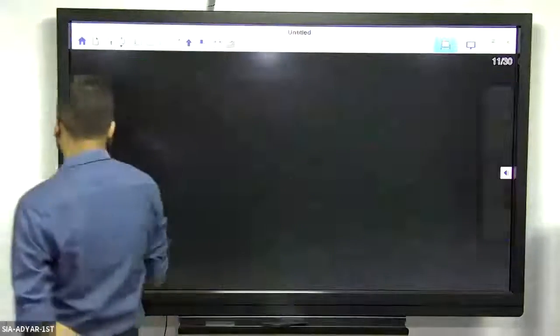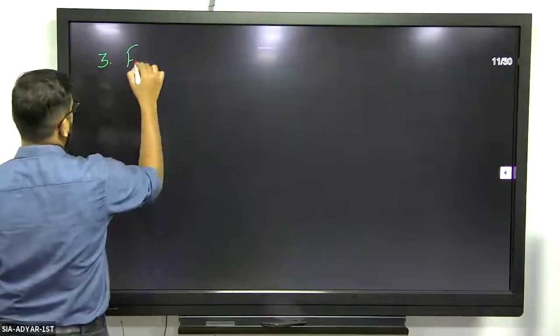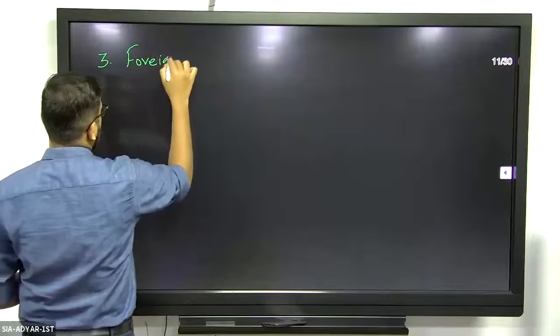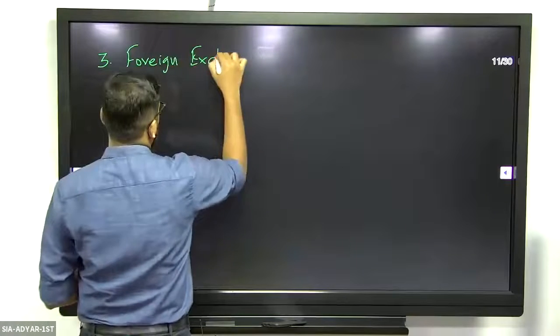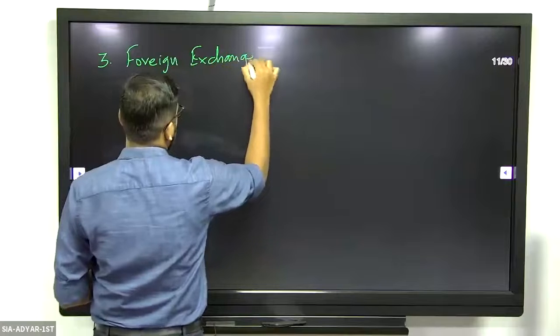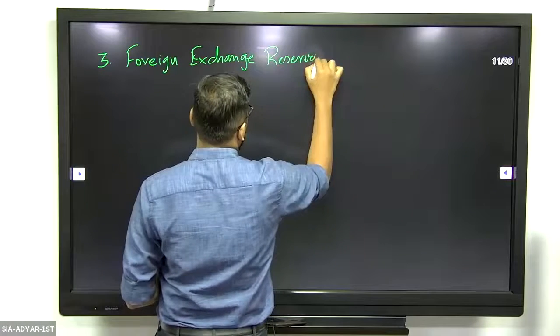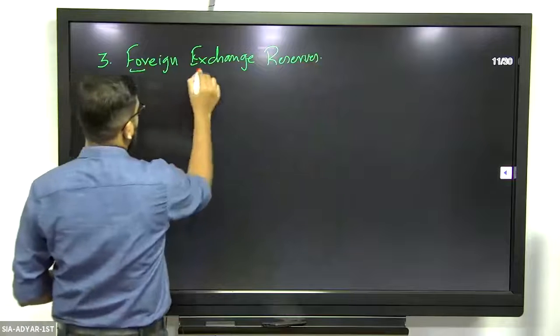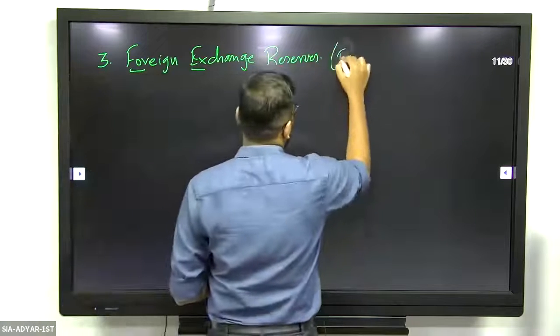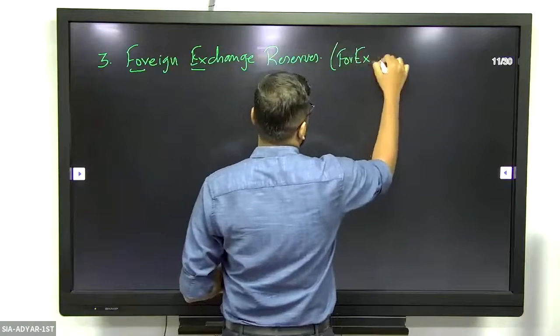All right, moving on. Third and final concept inside the external sector terms, we have foreign exchange reserves. Forex reserves, shortened as Forex reserves.